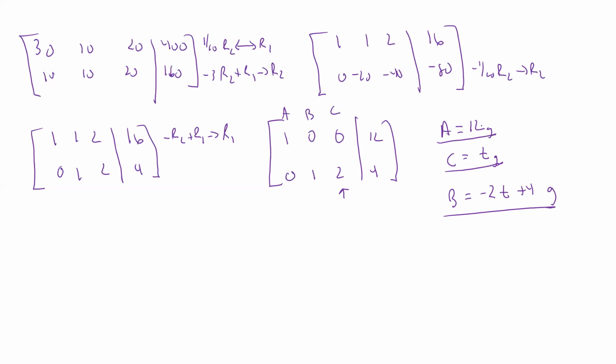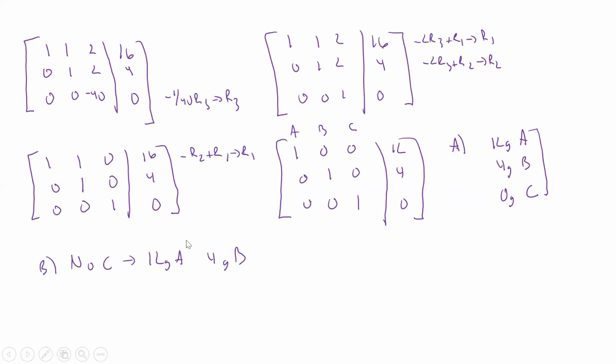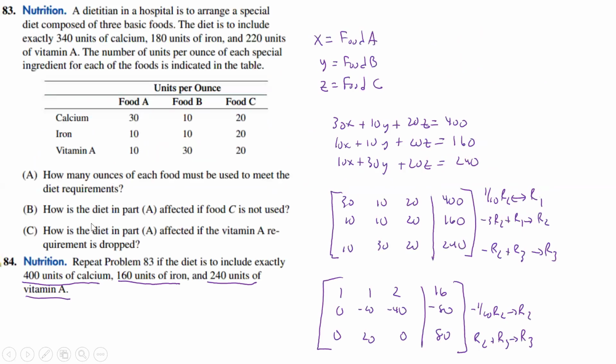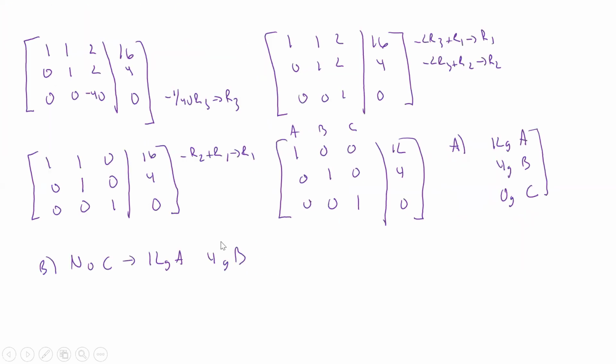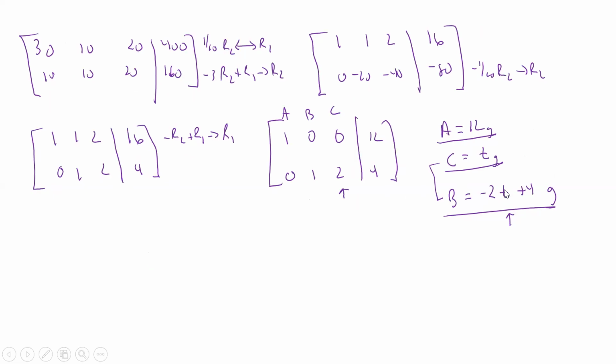So A is always going to give us 12. The other two, B and C, are dependent on what T is. So that's kind of the key there. It depends on what the T is as far as what our value is over here. So that's how it's affected by dropping the vitamin A piece. So we have basically an infinite number of solutions as far as that one goes when we get to this point, because T is going to be whatever. All right, so let's stop with that one and we'll come back for one more.